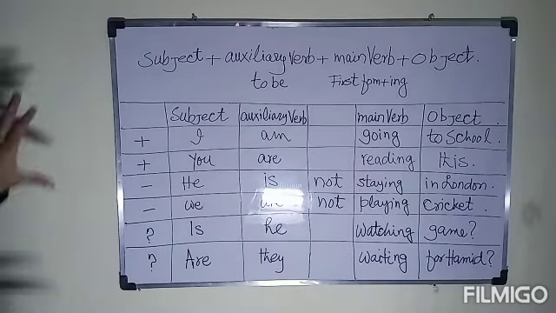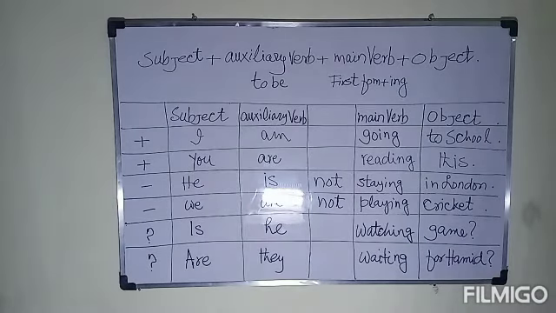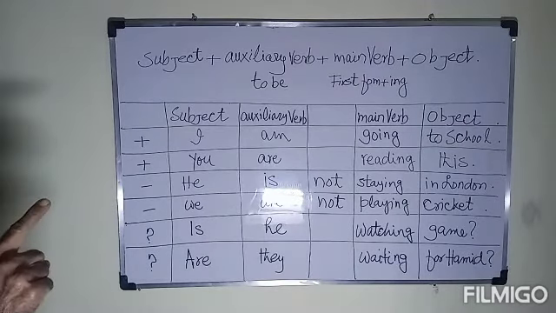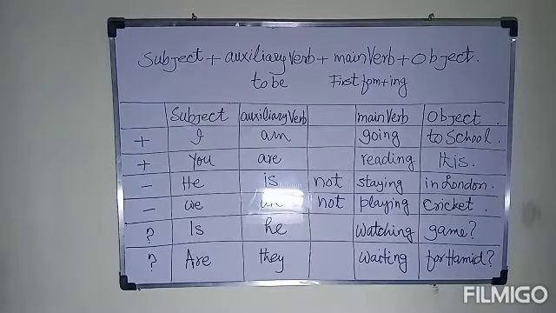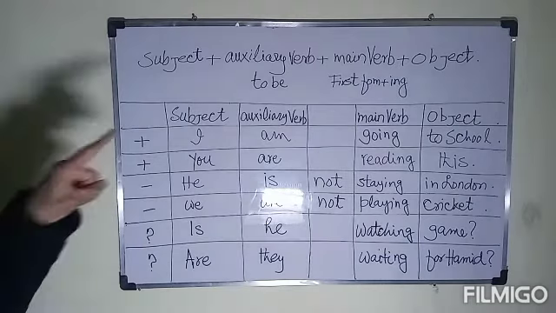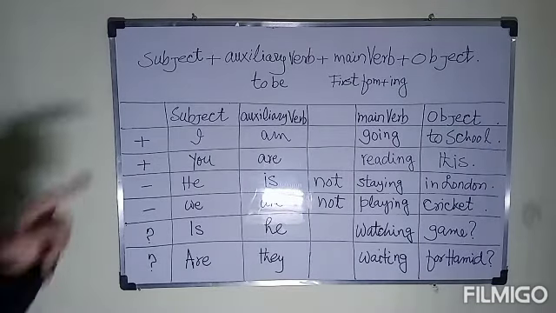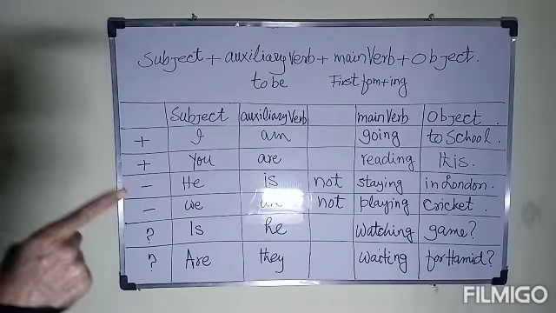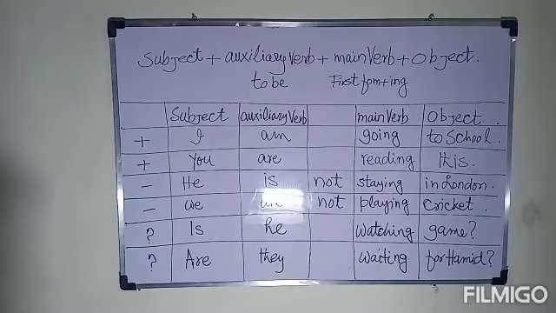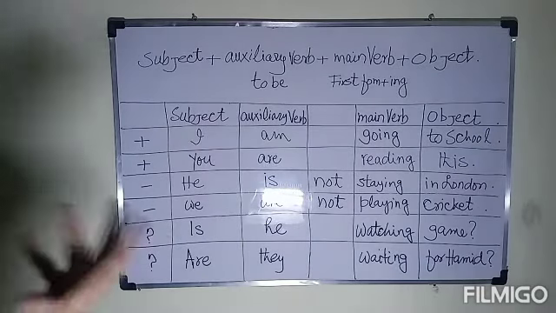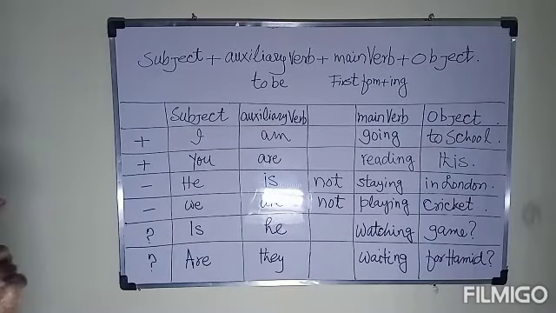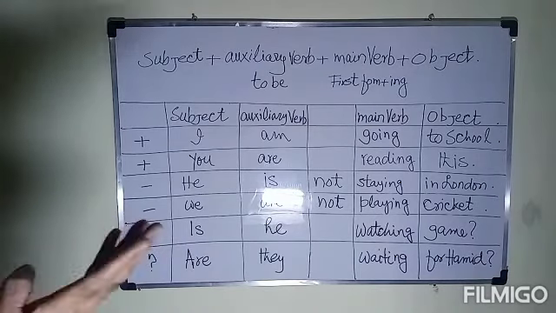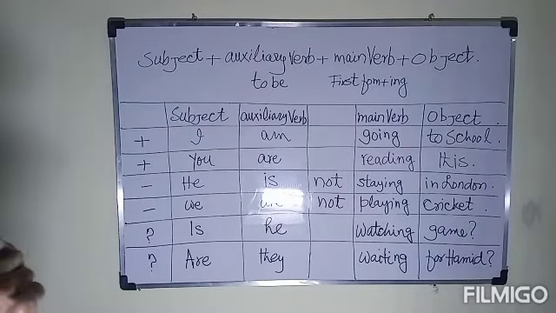Now, here in this chart, we are using the same formation as I wrote: subject plus auxiliary verb plus main verb plus object. In the first positive sentence, the subject is I, the auxiliary verb is am, and the main verb is going, the first form go plus ing. The main verb is complete. So, I am going to school. To school is the object over here.